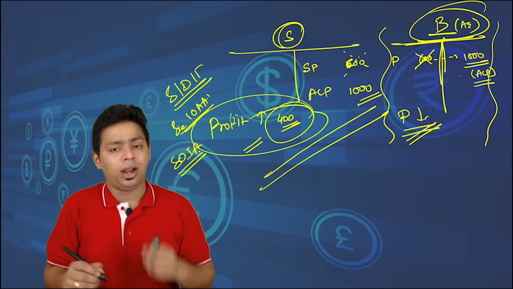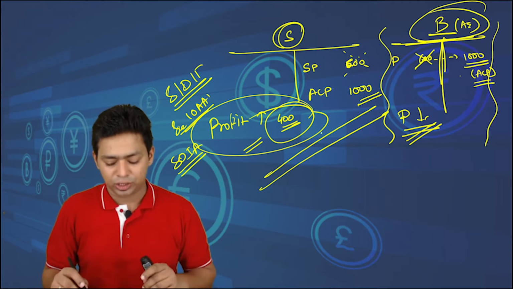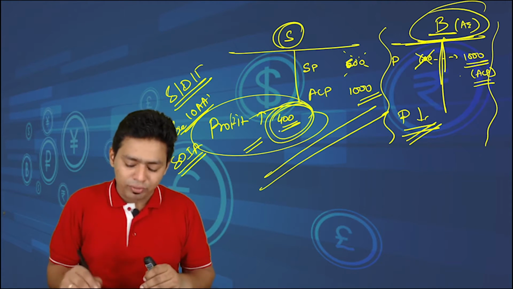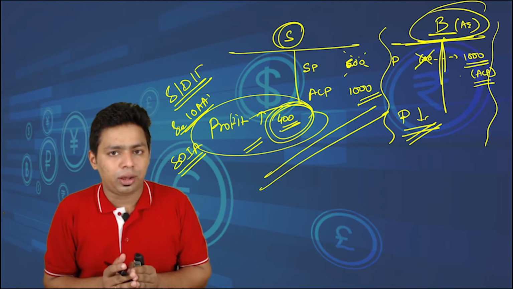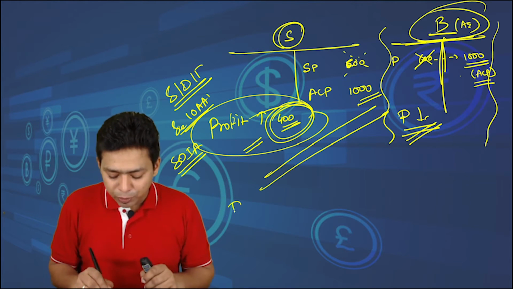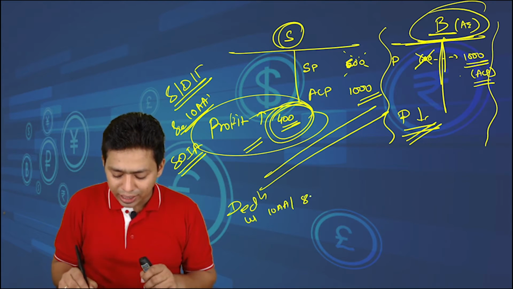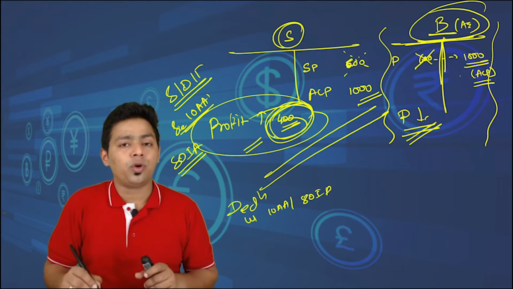that is profit linked deduction. They are eligible for profit linked deduction. So what is the assessee demanding now? Okay sir, you have increased my profit by 400. Please provide me deduction under section 10AA or 80IA in respect of this 400.